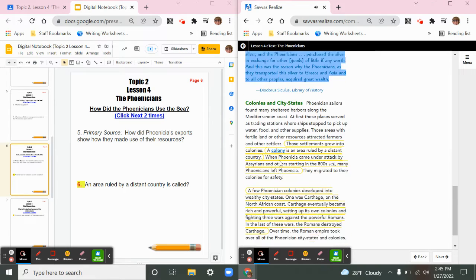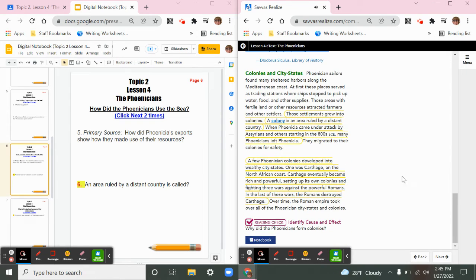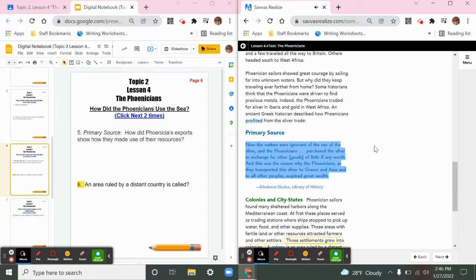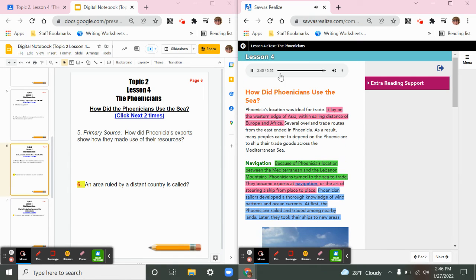Developed into wealthy city-states. One was Carthage on the North African coast. Carthage eventually became rich and powerful, setting up its own colonies and fighting 3 wars against the powerful Romans. In the last of these wars, the Romans destroyed Carthage. Over time, the Roman Empire took over all of the Phoenician city-states and colonies.